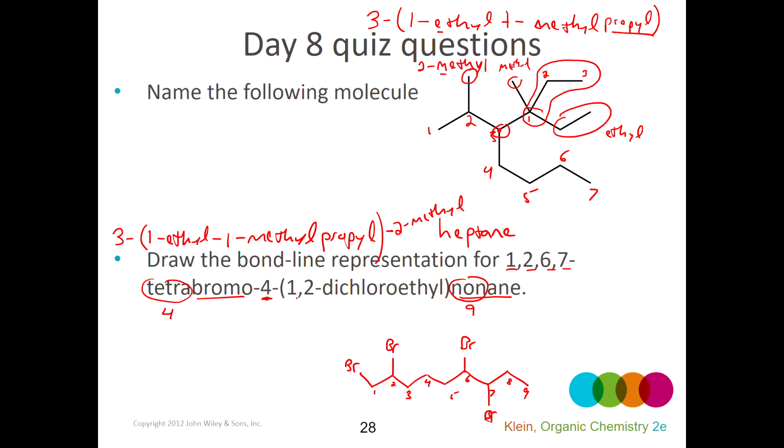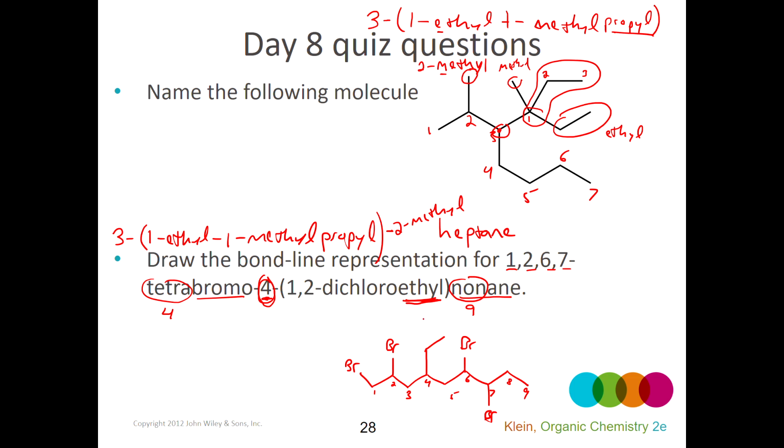So again, these numbers are inside parentheses. This 1 and 2 are not referring to carbons 1 and 2 of the parent chain. They're referring to carbons 1 and 2 of this ethyl group. That happens to be on carbon 4. So when I've got something in parentheses, I look to the end of the parentheses to find the main thing that's attached to the carbon that that thing in parentheses is connected to. And so on carbon 4 of the nonane, I've got this ethyl group.